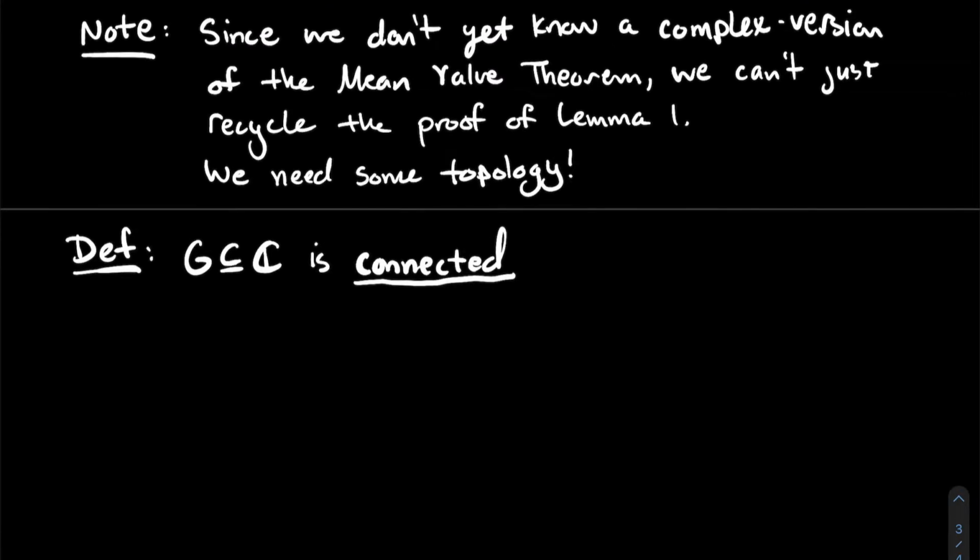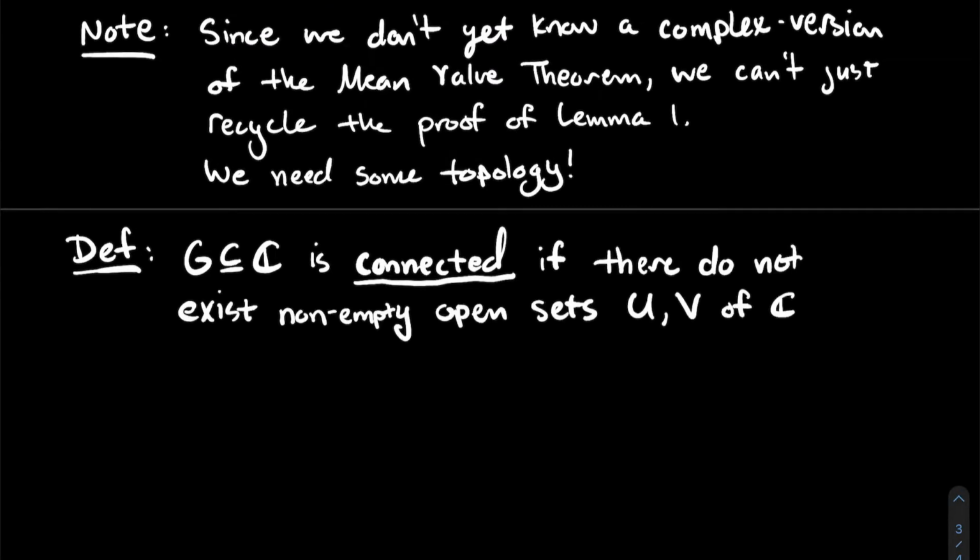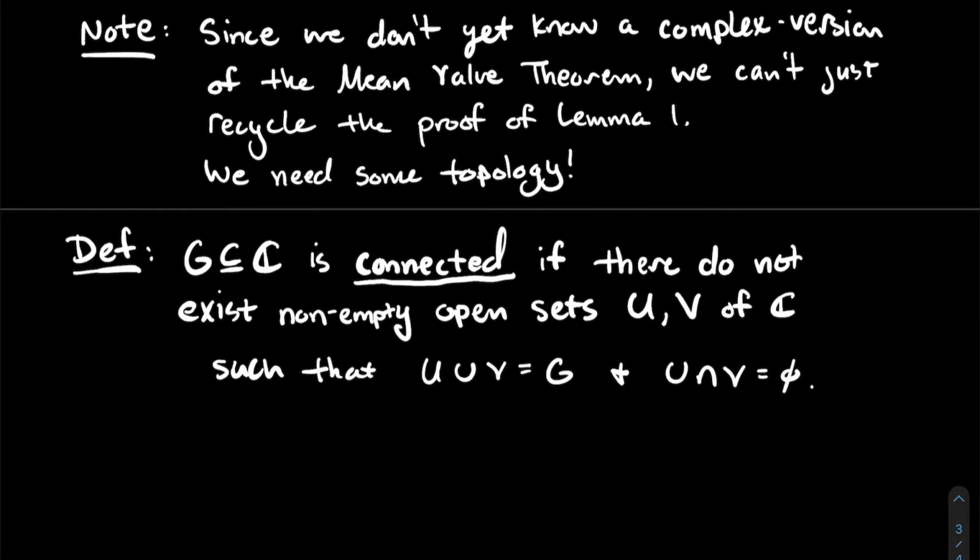We're going to say a subset of the complex plane G is connected if there do not exist non-empty open sets U and V of the complex plane such that U union V gives you back G, and U intersect V gives you the empty set. So in other words, a set G is connected if it's not possible to split it into two open sets that are disjoint from each other and whose union gives you back the set G you're interested in. So you can't split it into two non-empty disjoint open sets.